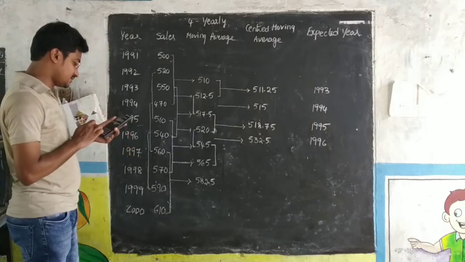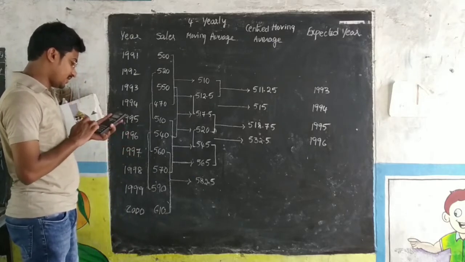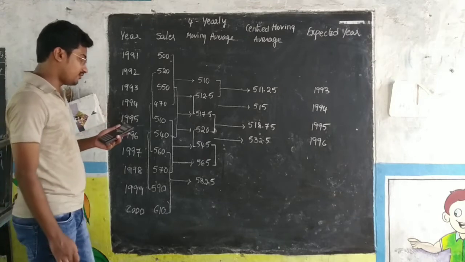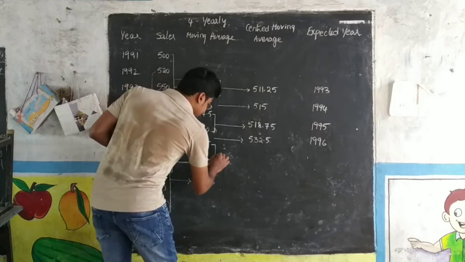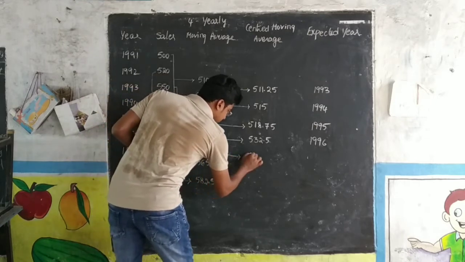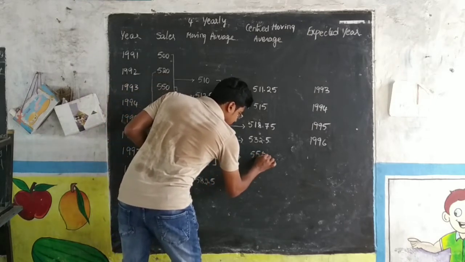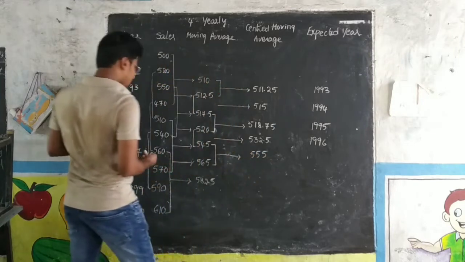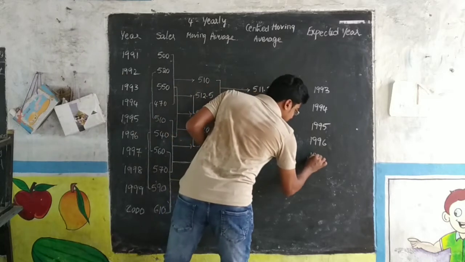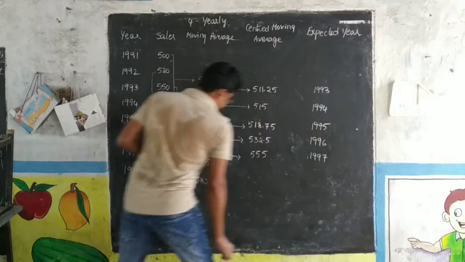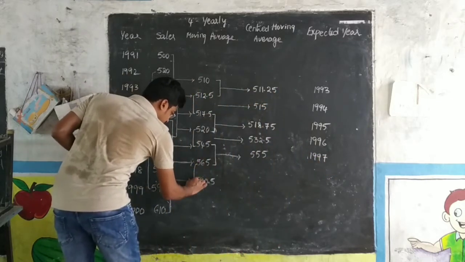545 plus 565 divided by 2 is 555. 555 coincides with 1997. Next 2 years. Last 2 years.